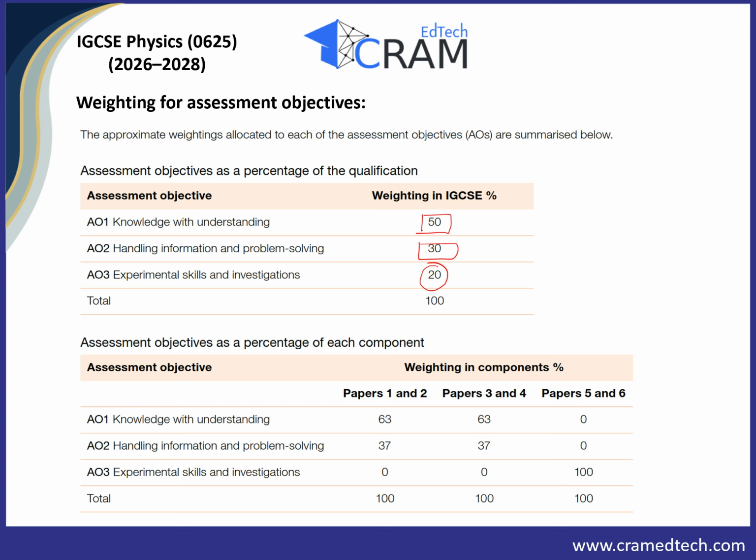If you have a look here, we have paper 1 and paper 2. Paper 1 and paper 2 are the multiple choice exam papers. 63% is knowledge with understanding, 37% is handling information and problem solving, and the examiner is not taking any question from the experimental skills and investigation in paper 1 and paper 2, meaning in the multiple choice.